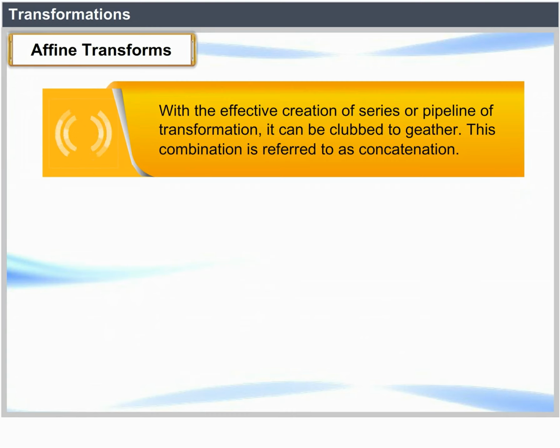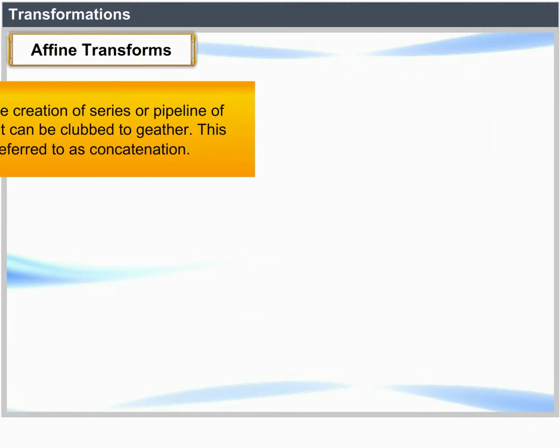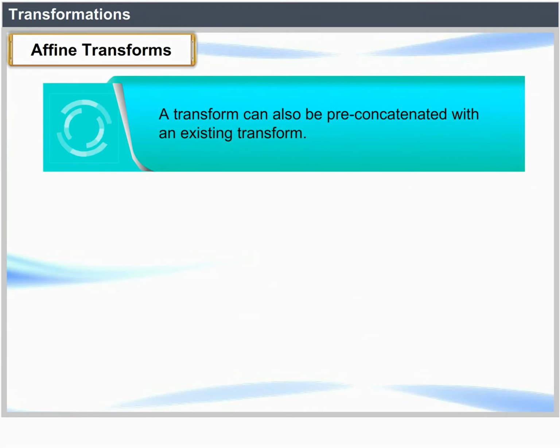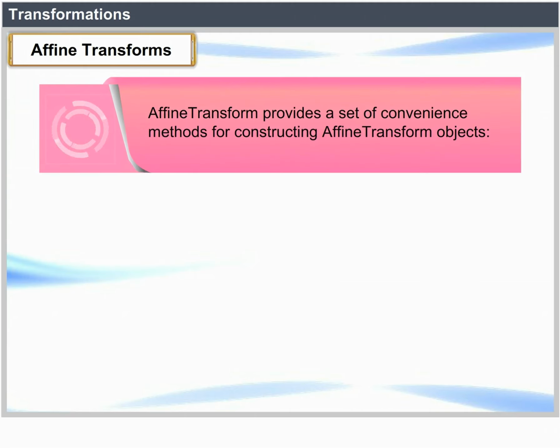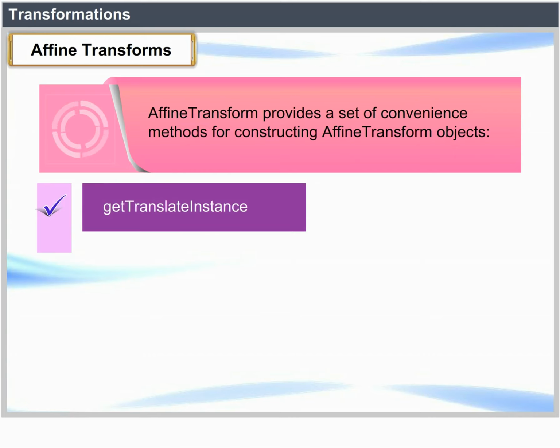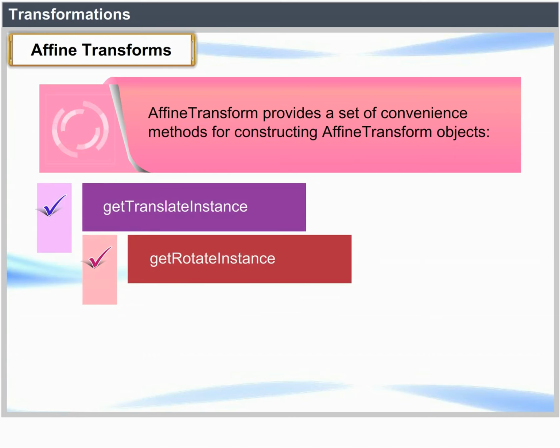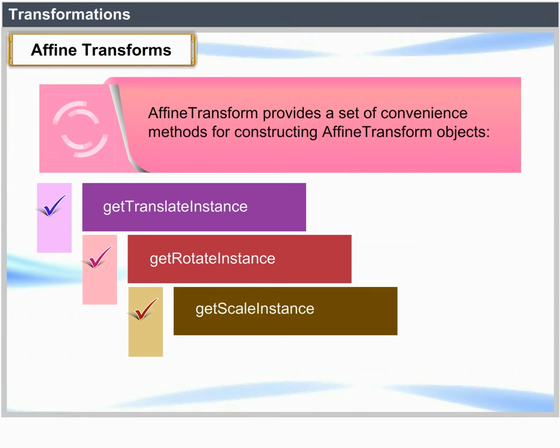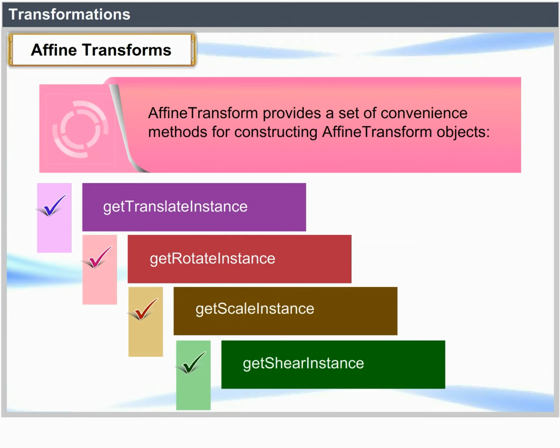With the effective creation of a series or pipeline of transformations, they can be clubbed together. This combination is referred to as concatenation. A transform can also be pre-concatenated with an existing transform. AffineTransform provides a set of convenience methods for constructing AffineTransform objects: getTranslateInstance, getRotateInstance, getScaleInstance, and getShearInstance.